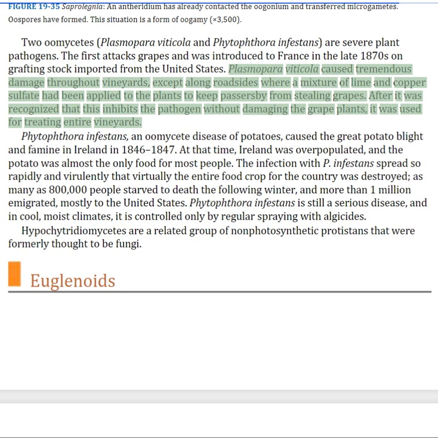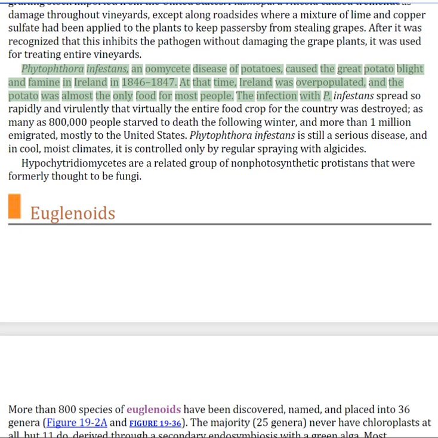After it was recognized that this inhibits the pathogen without damaging the grape plants, it was used for treating entire vineyards. Phytophthora infestans, an oomycete disease of potatoes, caused the Great Potato Blight and Famine in Ireland in 1846-1847. At that time, Ireland was overpopulated, and the potato was almost the only food for most people.